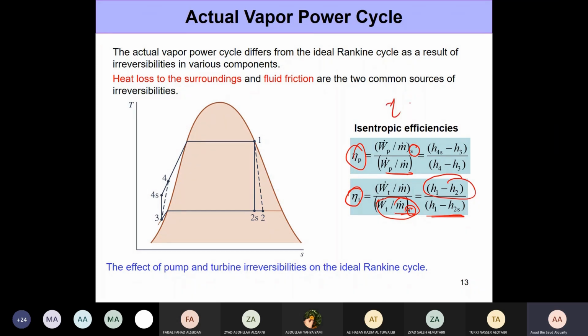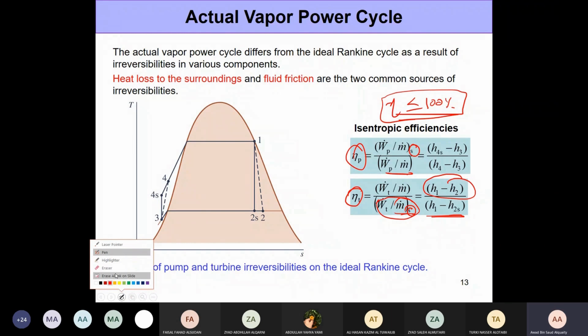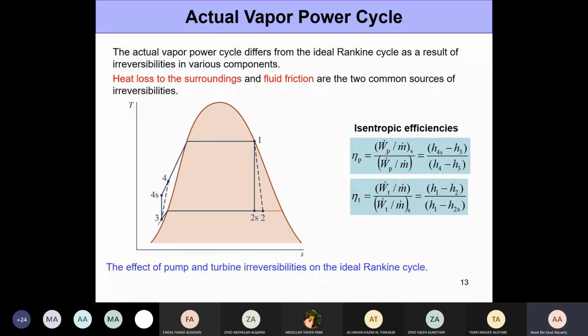The reason is we always want to keep efficiency less than or equal to 1. You don't want it to be higher than 100%. That's how efficiencies are defined. All right. So now you may be wondering, why is this happening? Why is one thing smaller? Why is the other thing higher? Well, it's simply because in a pump, we need to provide some work input.